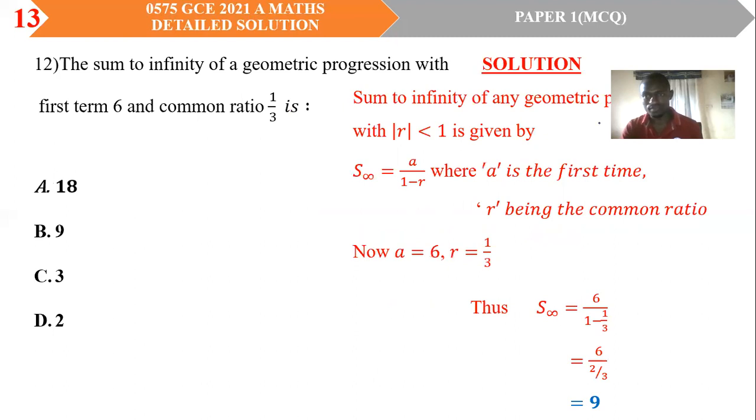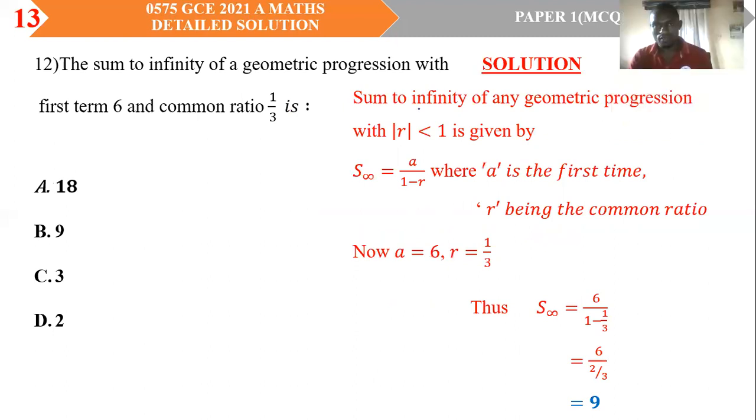Solution. The sum to infinity of any geometric progression with magnitude of r less than 1 is given by S infinity equals a over 1 minus r, where a is the first term, r being the common ratio. Now, a is equal to 6, r is equal to 1/3, which satisfies this condition for the sum to infinity.